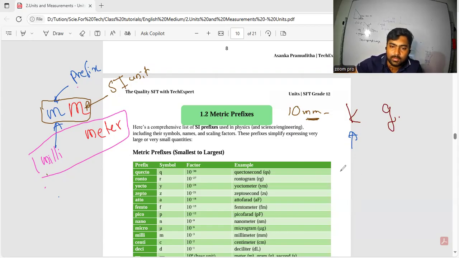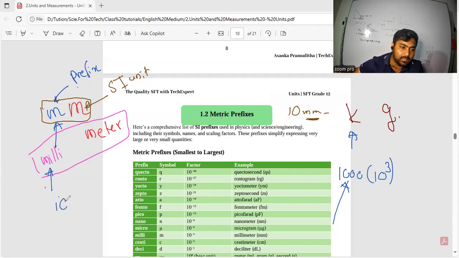Kilo means 1000, or 10 to the power 3. So I told you, metric prefixes are added in front of an SI unit, and they have a numerical value. This is the numerical value of kilo. Milli has 10 to the power minus 3 as its numerical value. Likewise, gram is in the SI unit system.